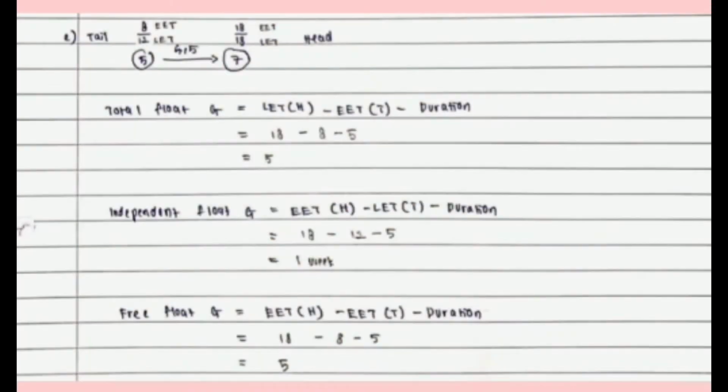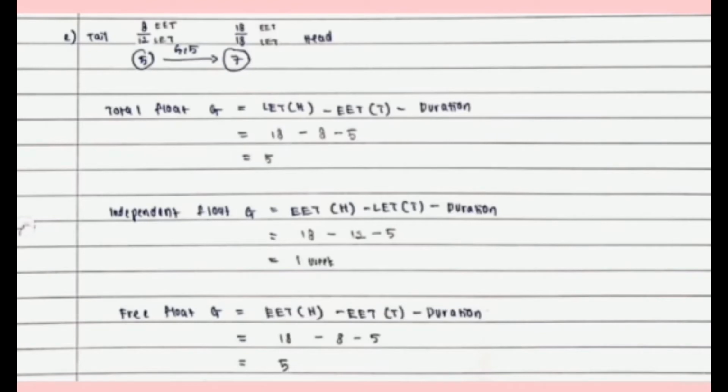So, how to calculate the total float activity G? First, we must put the formula, and the formula is LET sub H minus EET sub T minus duration. The number of LET sub H is 18 and EET sub T is 8 and the duration is 5. So we must minus all of them and we got 5.